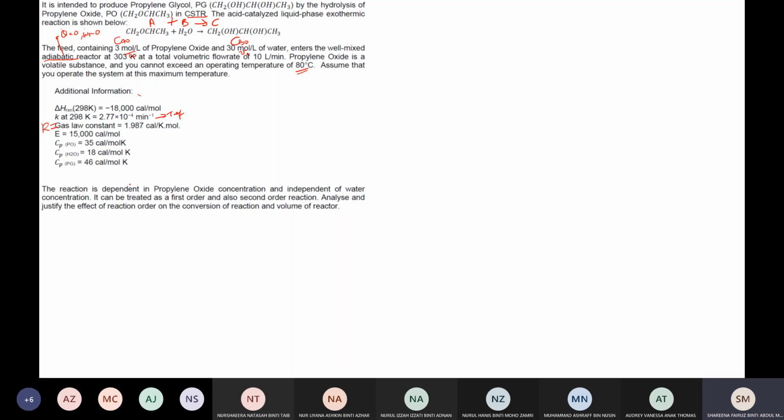The reaction is dependent on propylene oxide concentration and independent of water concentration, so water is not included in the rate law. In this case, it can be treated as a first order and also second order reaction. Analyze and justify the effect of reaction order on the conversion of the reaction and the volume of the reactor.